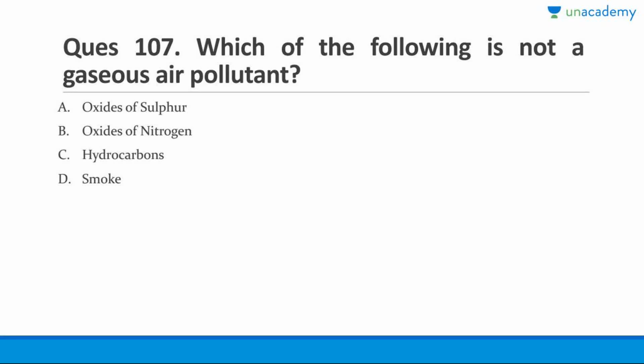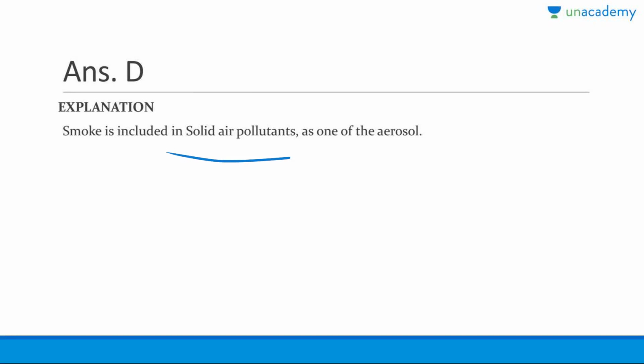Question number 107. Which of the following is not a gaseous air pollutant? So oxides of sulfur, oxides of nitrogen, hydrocarbons, all of them are there. Smoke is basically included in solid air pollutants as aerosol. So technically it is not gaseous. Answer is D. So smoke is included in solid air pollutants as one of the aerosols.